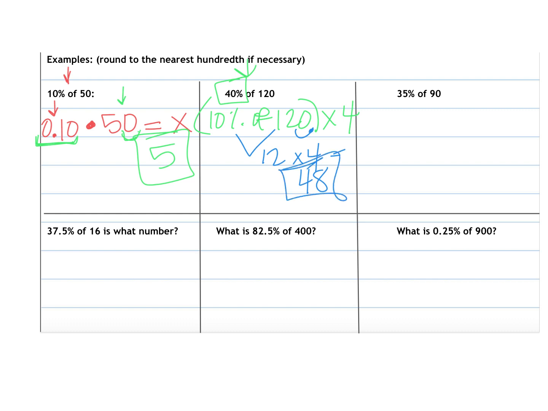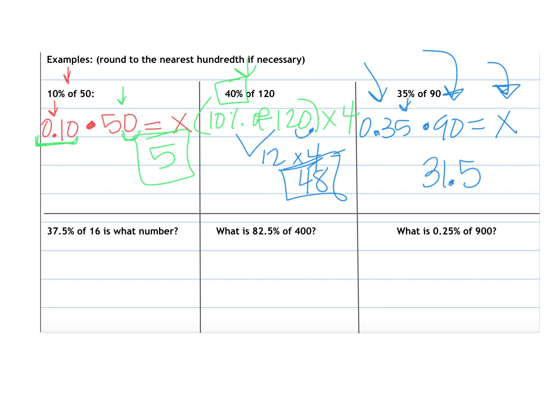Okay, 35% of 90. So 35% is going to be written as 35/100 times 90 equals x. Okay, my percent is 35%, writing it as a decimal. 90 is what I'm taking the percent of, so that's my whole of the equation. And then x is the part. That's whatever is going to be what the percent of 90 is. So then we just do 0.35 times 90, and we get 31 and a half, or 31 and 5/10.